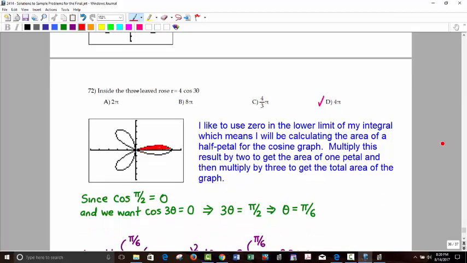So, let's do the next one. 3 leaf rows. R equals 4 cos 3 theta. Now, here's where cosine is different than sine. Here's the way I like to do this. You can choose to do it differently, and I'll tell you the alternative method.